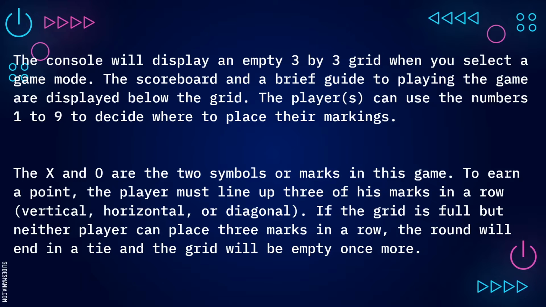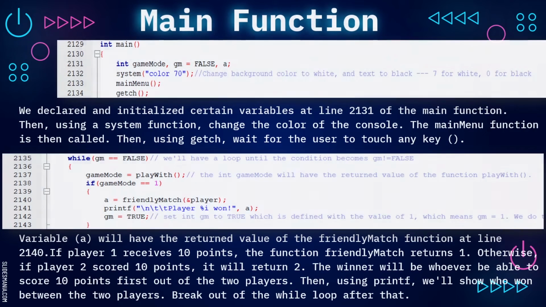If the grid is full, but neither player can place 3 marks in a row, the round will end in a tie and the grid will be empty once more. So if you want to earn a point, you must line up 3 X marks or O marks vertically, horizontally, or diagonally. And if it doesn't line up 3 X marks or O marks and the grid is already full, then it will be a tie and the grid will be empty once more, so that you can proceed to the next round. So this is the main function.